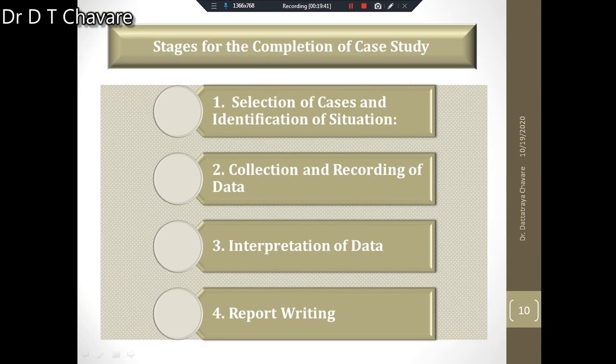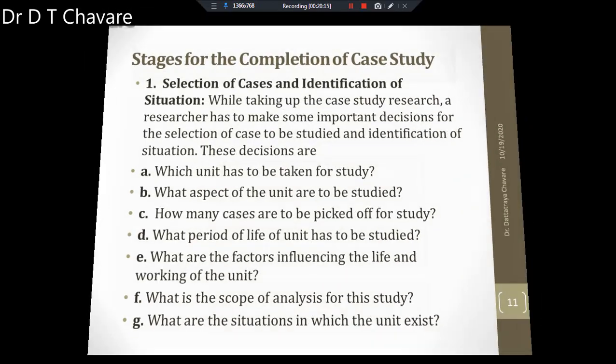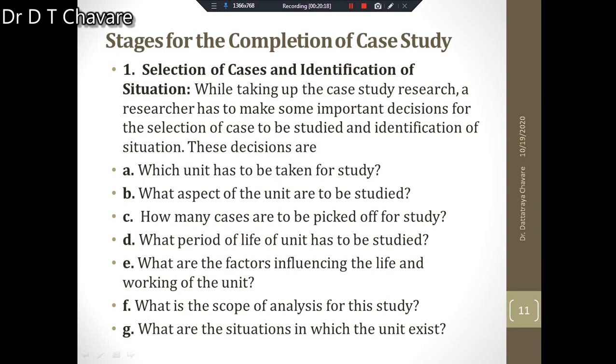Now, we have to understand the stages for the completion of the case study method. What are the stages? Those stages we also have to study. The first stage is selection of cases and identification of situation. The second is collection and recording of the data. The third stage is interpretation of data and report writing. Now we have to study each and every stage in detail.